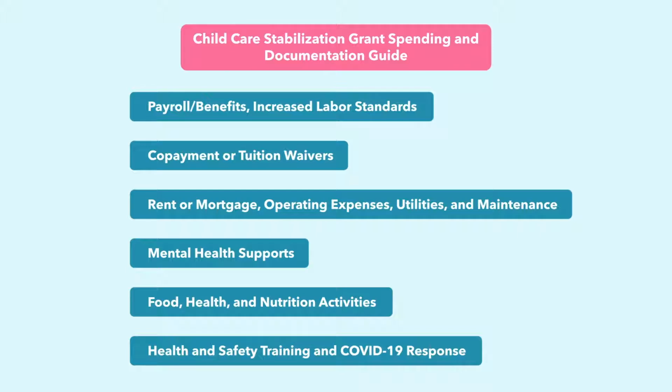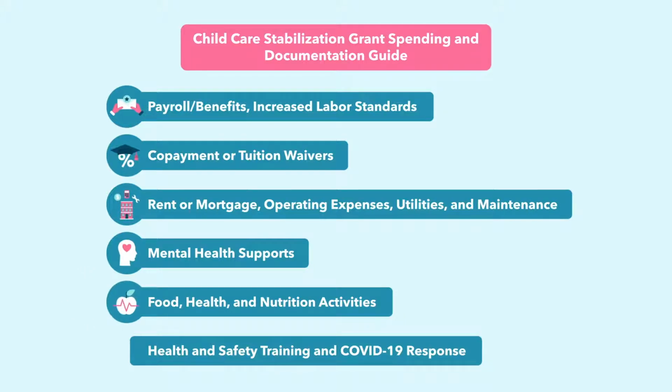Here are the categories that we'll be covering: payroll/benefits, increased labor standards, co-payment or tuition waivers, rent or mortgage, operating expenses, utilities and maintenance, mental health supports, food, health and nutrition activities, health and safety training, and COVID-19 response.